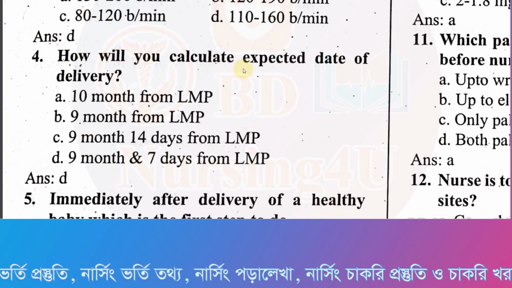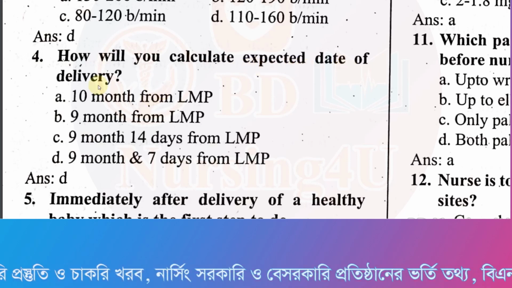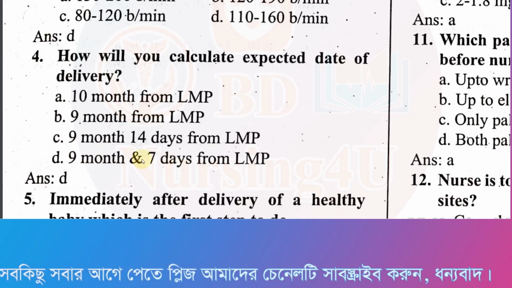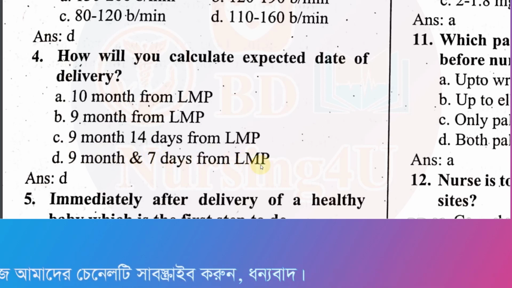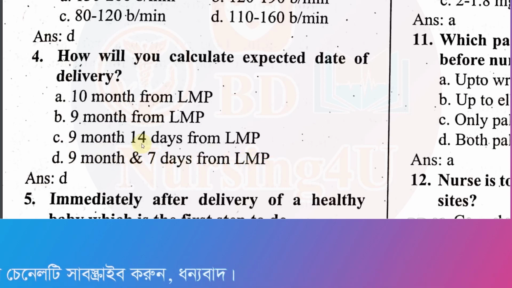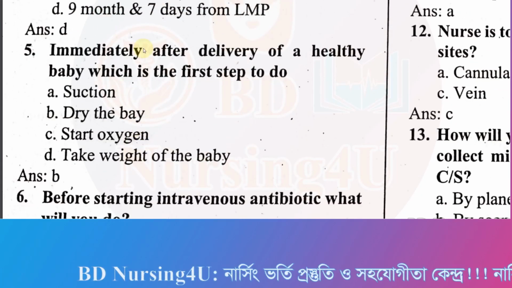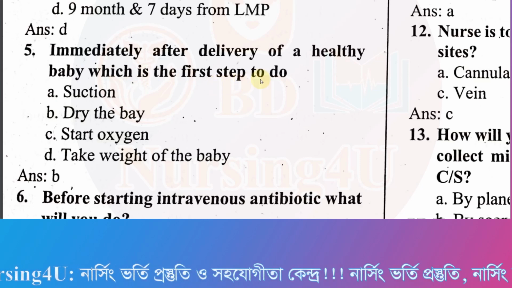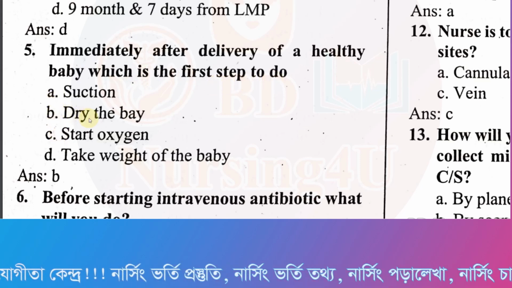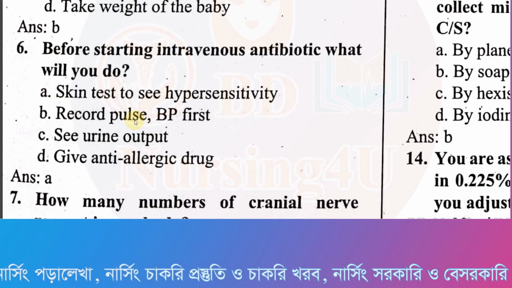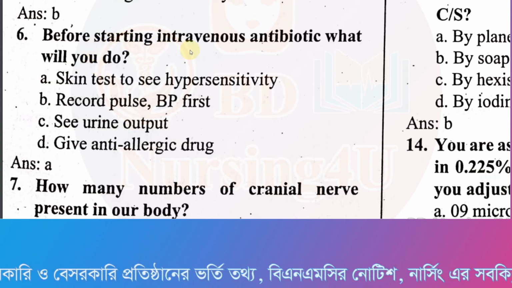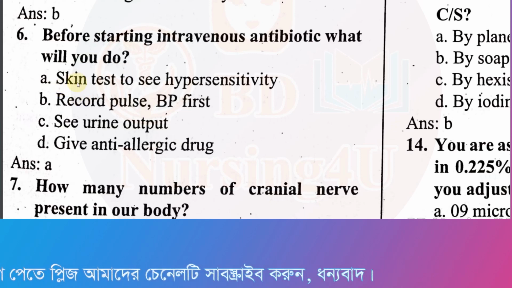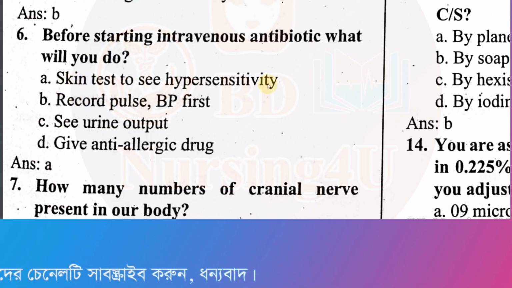How will you calculate expected date of delivery? 9 months and 7 days from LMP. Immediately after delivery of a healthy baby, which is the first step to do? Dry the baby. Before starting intravenous antibiotic, what will you do? Skin test to see hypersensitivity.